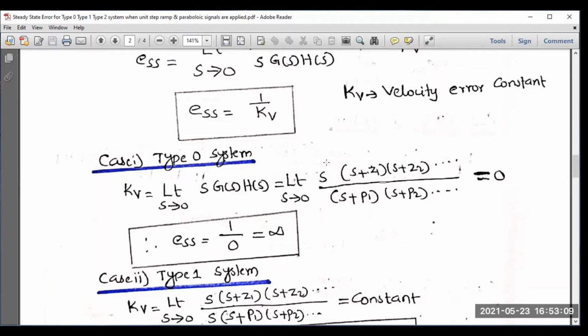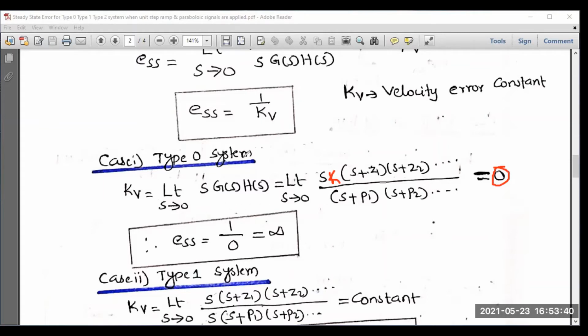Now limit s tends to 0, s will remain the same, s into the numerator, you can write k also. There is one constant. Remember that gain will always be there. Okay, I forgot to write it. So whenever you are writing in your notebook, please write k also. s into k into s plus z1 into s plus z2 by s plus p1 into s plus p2. Okay. So what is the value whenever you substitute s equal to 0? The numerator will be 0. If the numerator is 0, the entire value becomes 0. So therefore kv is equal to 0.